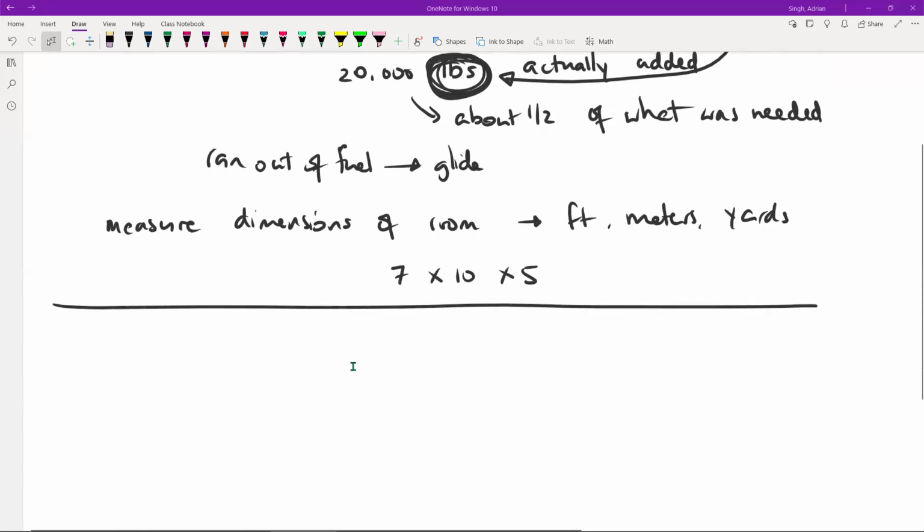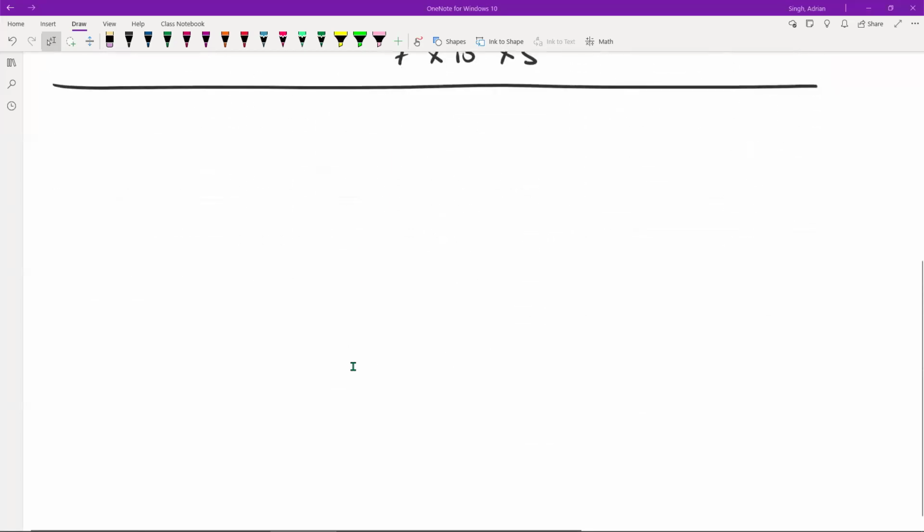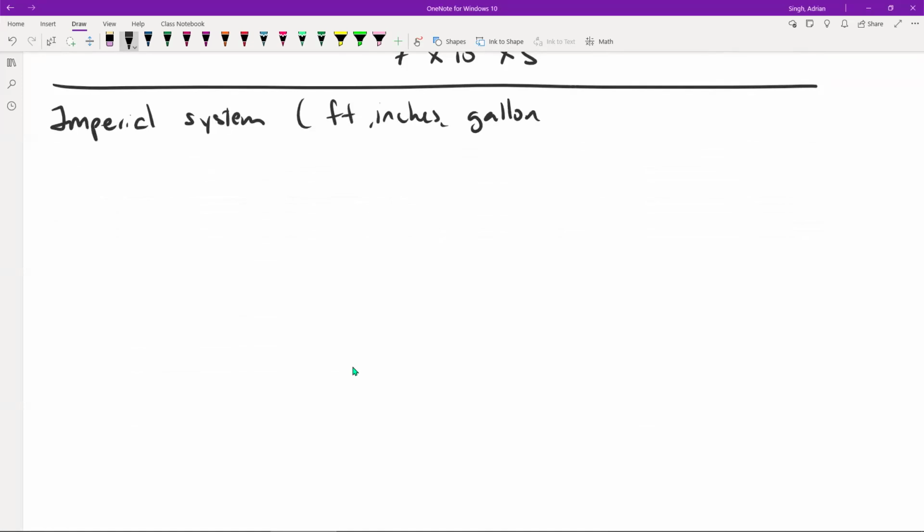All right, so in science and chemistry and physical sciences, we are not typically going to use the imperial system. The imperial system of measurements means things like feet, inches, gallons, etc. Instead, what we are going to use is the metric system. And there are reasons why we use the metric system, which we'll talk about in a second.